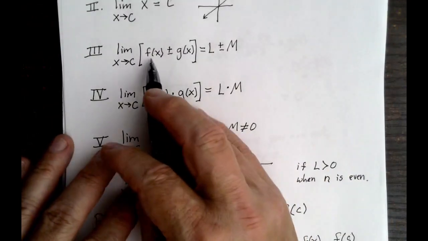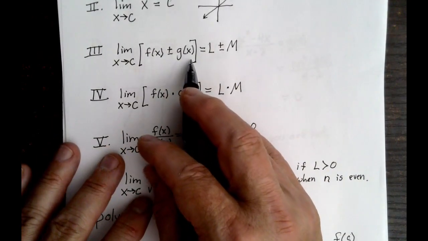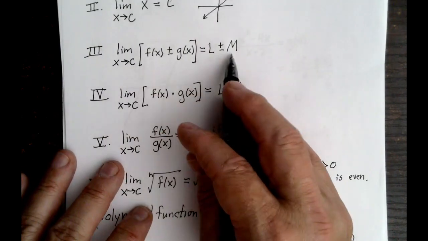Now the limit of one function plus or minus another function is just the addition of each separate limit itself.